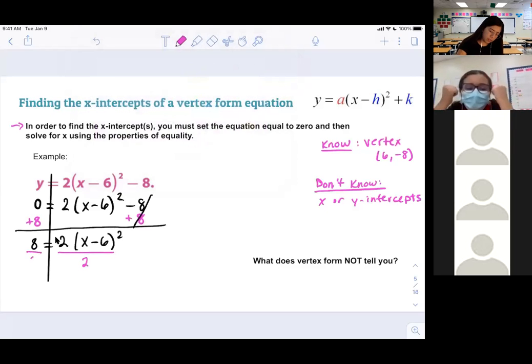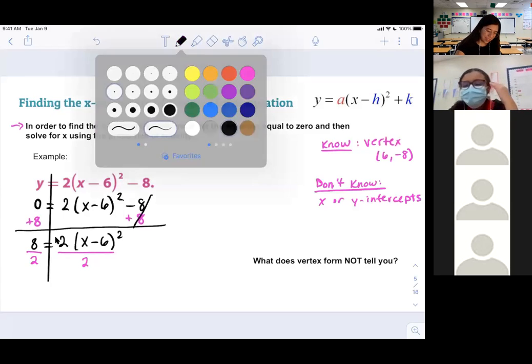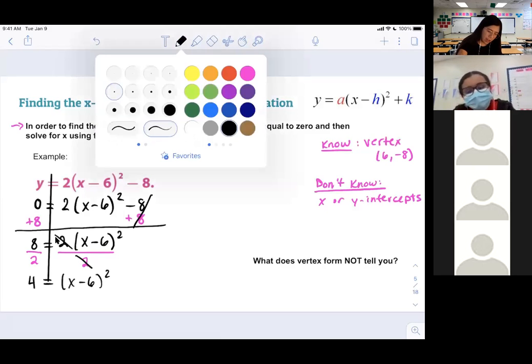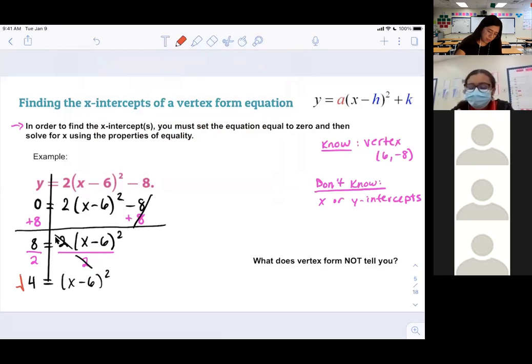We divide by 2 to get rid of the 2. 8 divided by 2 is 4. Now I have 4 equals x minus 6 squared. Now, Perla, what can I do? Yeah, take the square root. Now I can take the square root.